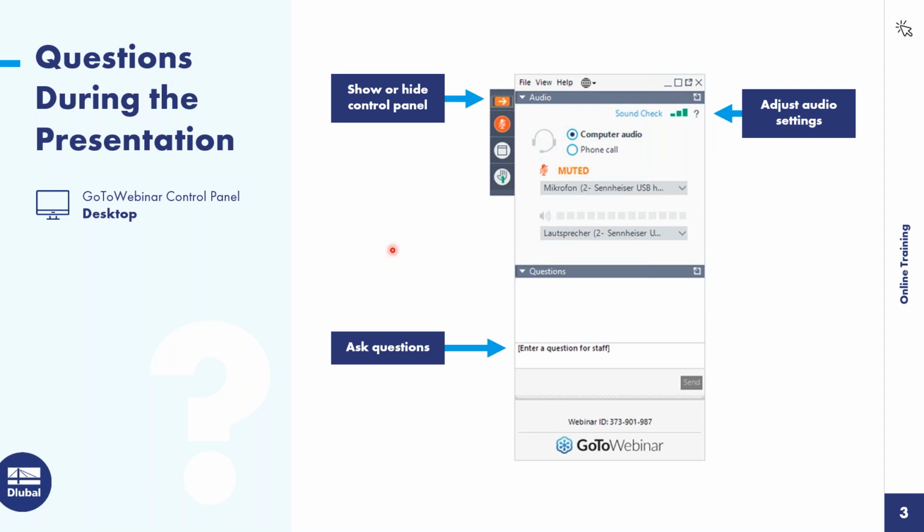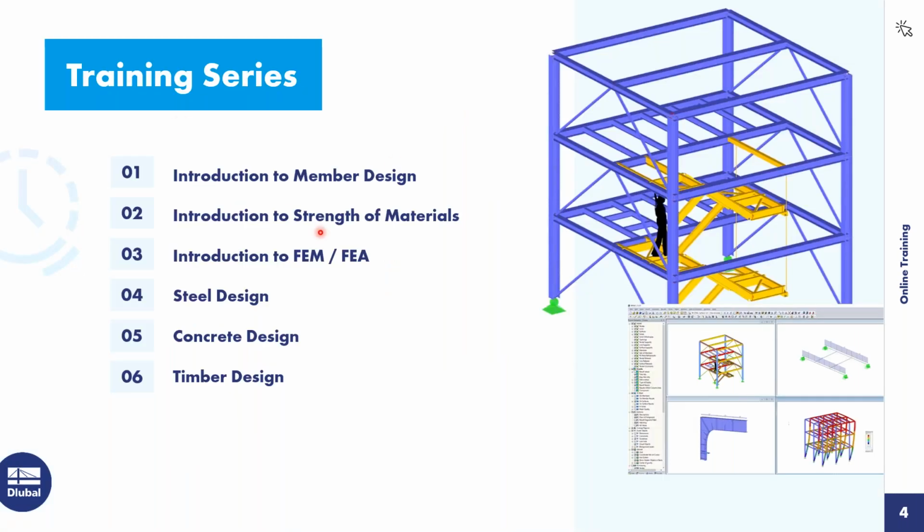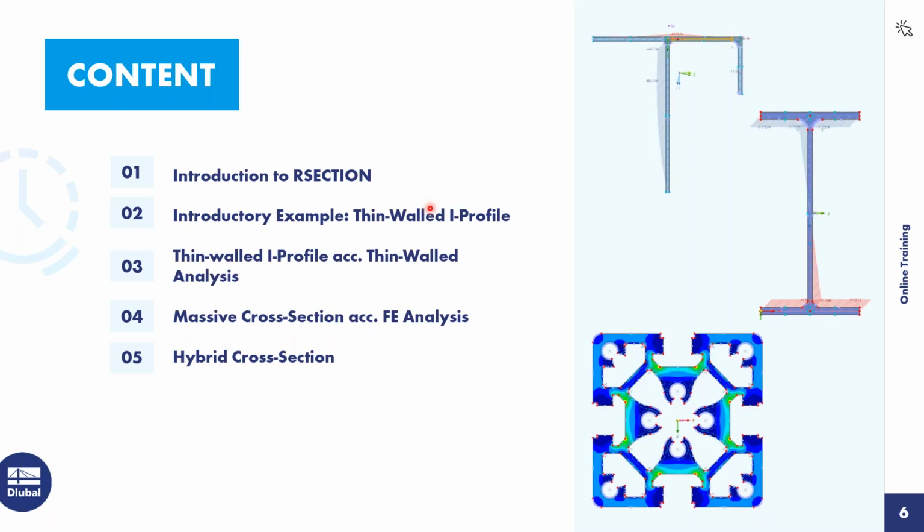So our training series consists of six different topics. Today we have the second part, the introduction to the strength of materials. And what can you expect today? So first of all, you will get an introduction to Rsection.